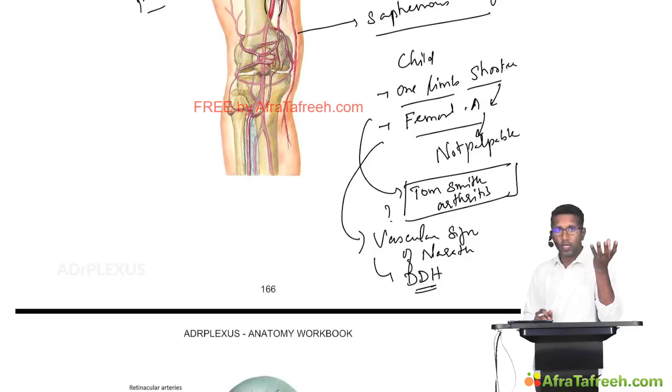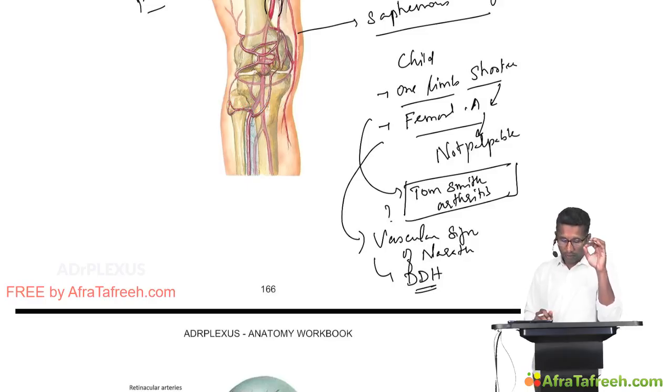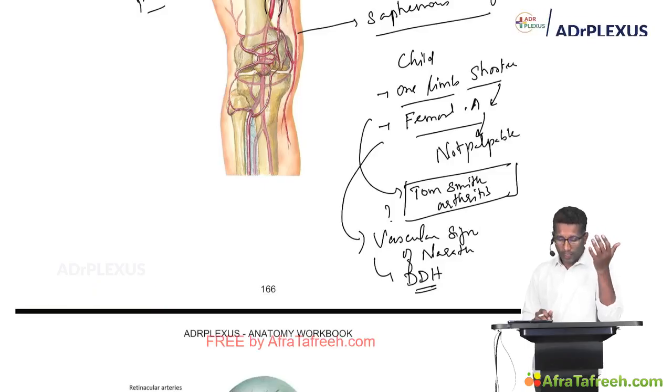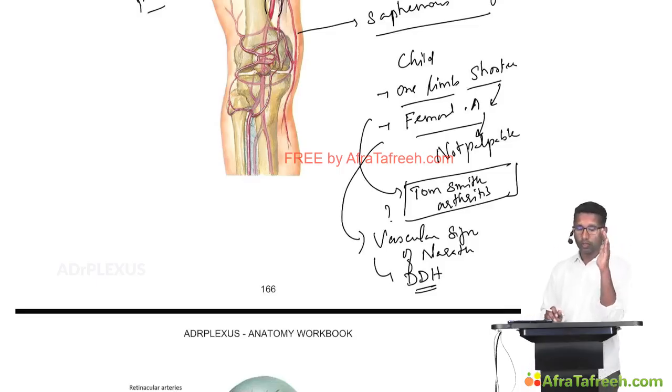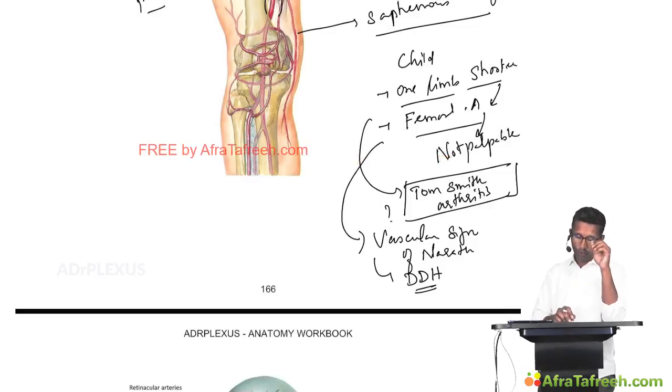Once the head of the femur is eroded or dislocated, you cannot feel for the pulsation. When you cannot feel for the pulsation, that sign is called the vascular sign of Narath. That is not only seen in tuberculous arthritis, it can be seen in developmental dysplasia of the hip, and in dislocation of the hip in adults. So that sign is an important sign around this area which you should know.